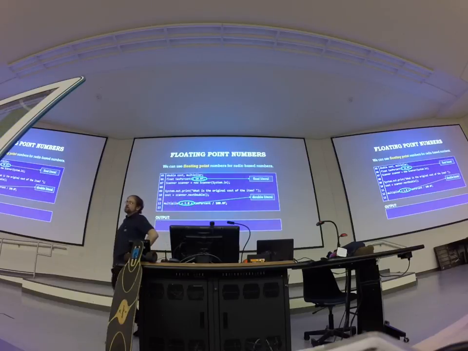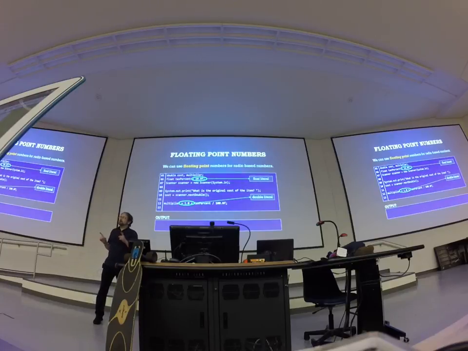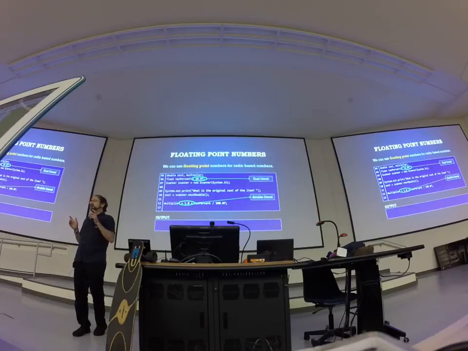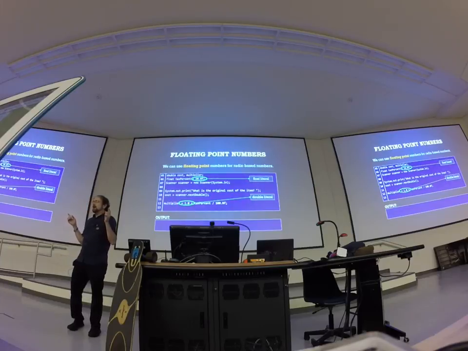The question was, what's the difference between a float literal and a double literal? It's just the precision of the number. A float has fewer bits, so it's less precise. A double has more bits, so it's more precise. It's just a matter of the level of precision. Does that answer your question?